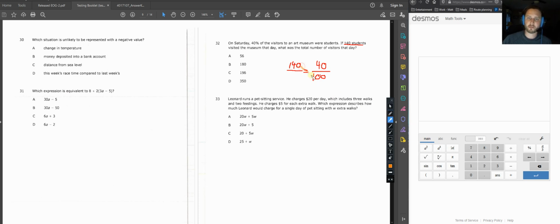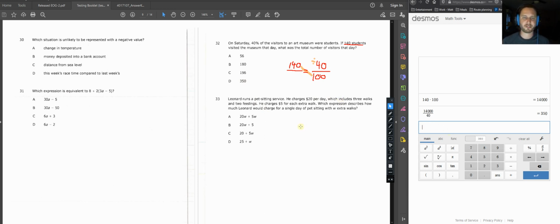We'll cross multiply for 140 times 100, and then we will divide that by 40. So 140 times 100 gives you 14,000. 14,000 divided by 40 gives me an answer of 350, which is our answer for number 32.